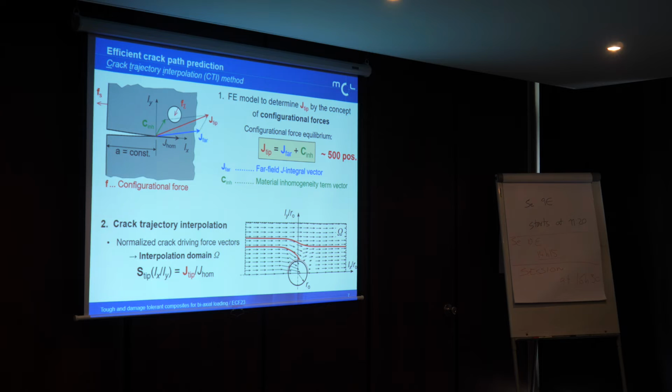And in the next step, we use these crack trajectory, crack driving force vectors, normalize them by the J homogeneous, and these crack driving force vectors form a vector field around our void where we can very efficiently interpolate the crack trajectory for each position.